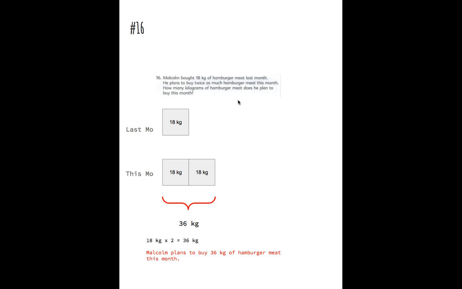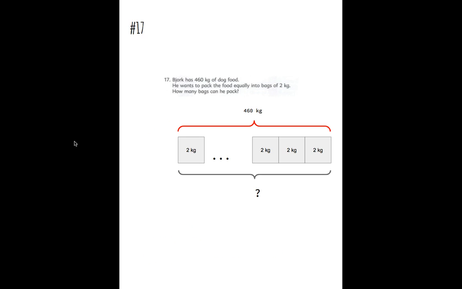Go back into the question. Malcolm plans to buy 36 kilograms of hamburger meat this month. All right, let's look at number 17. This one's definitely more challenging.